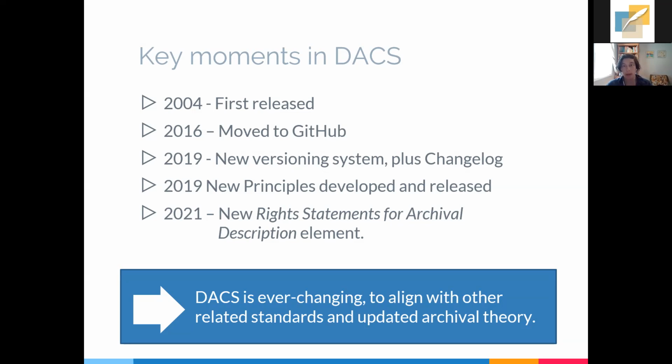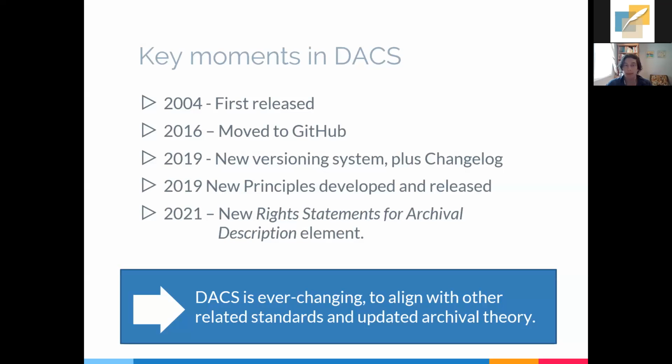In 2019, also we got these new principles. They were developed and released as an updated version of DACS. And I think they say a lot about pushing forward the theory and structure of the field, right? There's been a lot of different kinds of conversations in the archival field about what description can do, who archives are for, and I think the new principles help reflect a lot of those updated conversations and theoretical writings and help put them into practice.